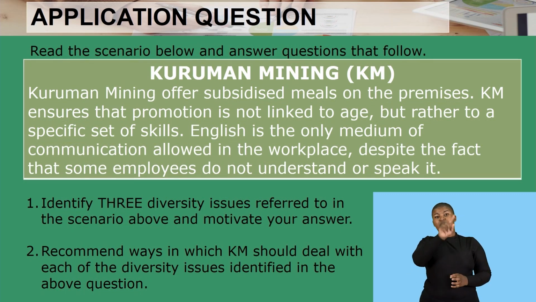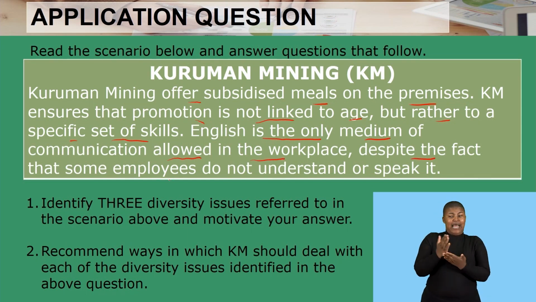We have another application question, in which we are again expected to read the scenario below and answer questions that follow. We have Kuruman Mining, KM. So Kuruman Mining offers subsidized meals on the premises. Now KM ensures that promotion is not linked to age, but rather to a specific set of skills. English is the only medium of communication allowed in the workplace, despite the fact that some employees do not understand or speak it.